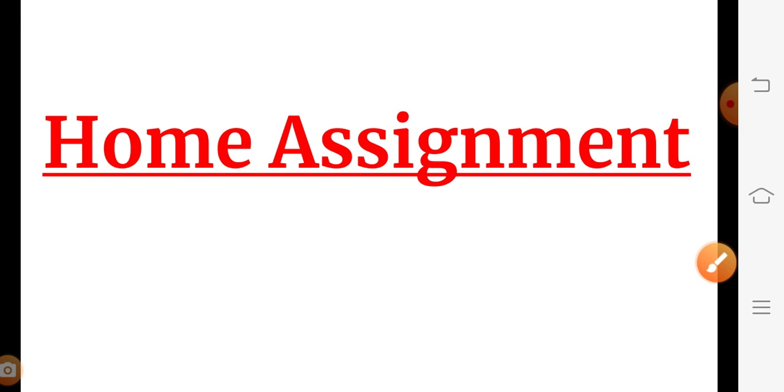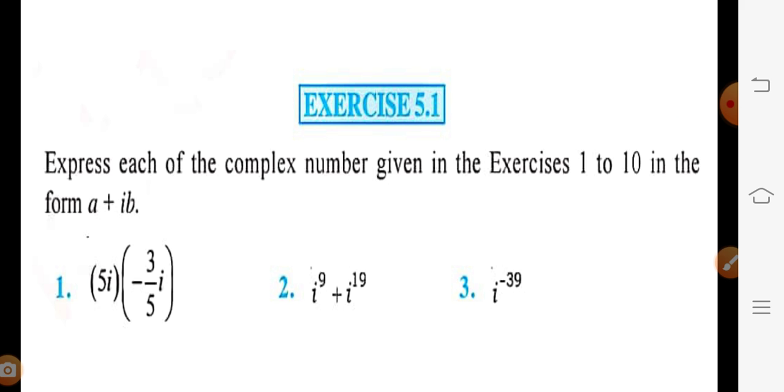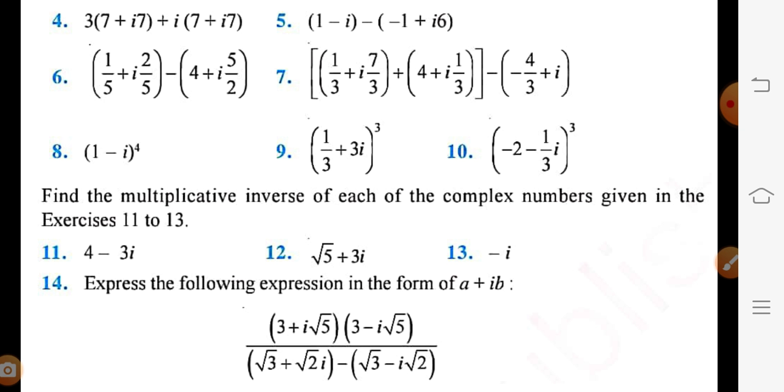On the basis of these, you are able to solve all the questions of the first exercise. Then you have to solve all these questions in the fair notebook. Fourth chapter, mathematical induction, is removed by the CBSE board this time. So you have to go through this concept of chapter number 5, complex numbers, and you have to solve all these questions by taking the help of this video.